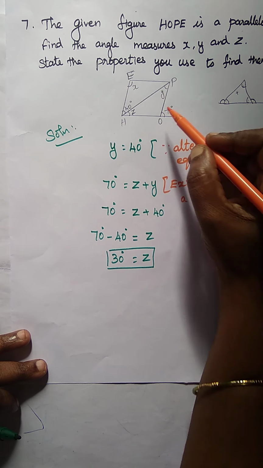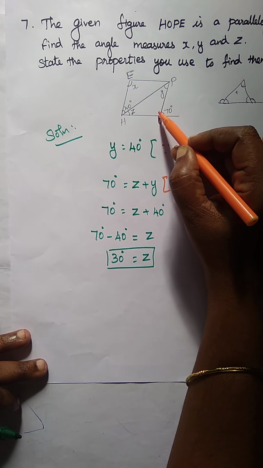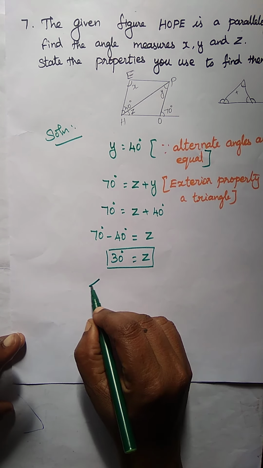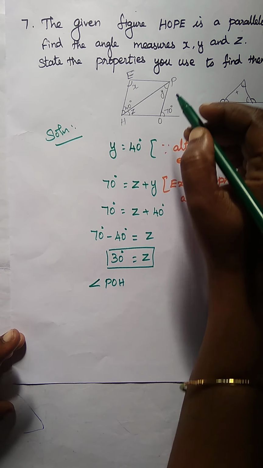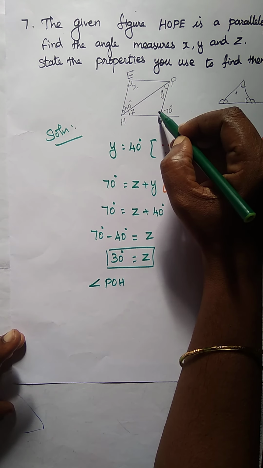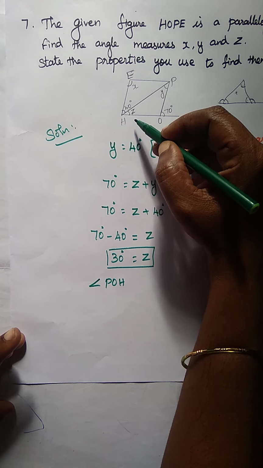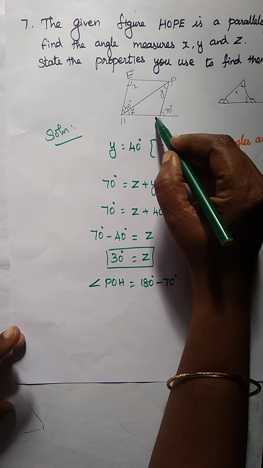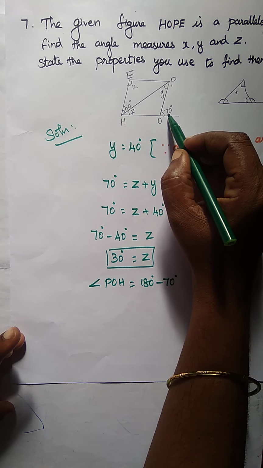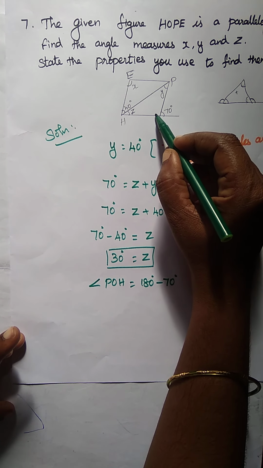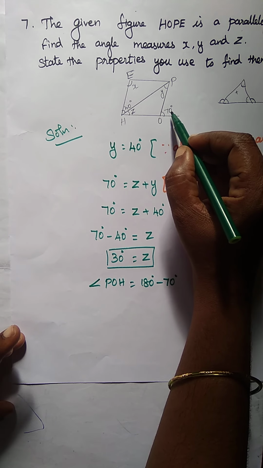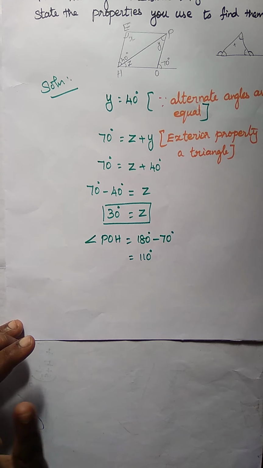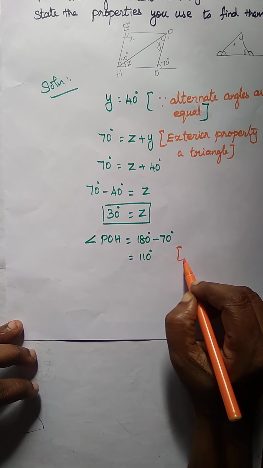Okay, so now we want to find this interior angle. Okay, so now this angle O, in angle POH, we are going to find this angle, so I am writing POH is equal to 180 degree minus 70 degree. See, it's a linear pair, so 180 minus 70, we want to find this value, so I am writing 180 minus this 70, so we got 110. Okay, so the reason is linear pair.